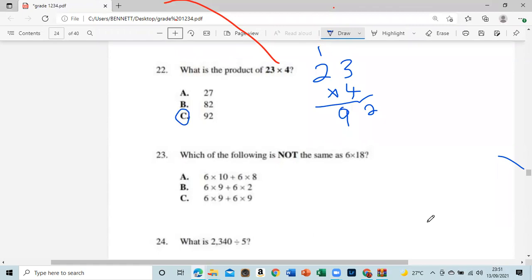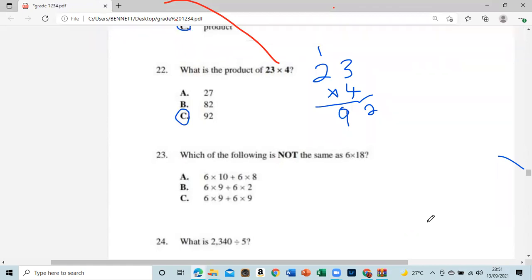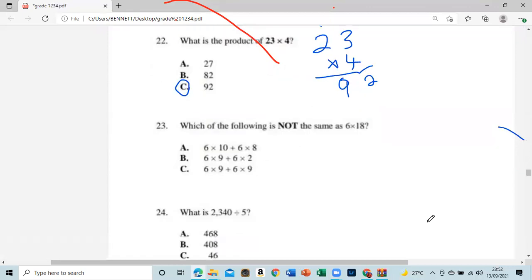Which of the following is not the same as 6 times 18? So guys, I would just advise you to really find the total for each. Find the answer for each, all right? So if we multiply 18 by 6, I'm thinking this is some government test, you know. That government test of the stress period.